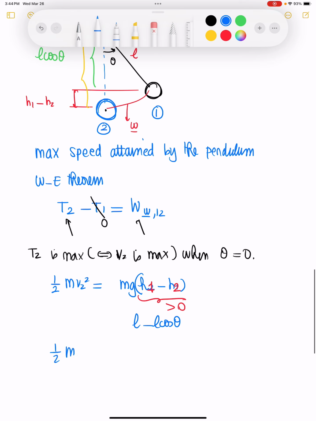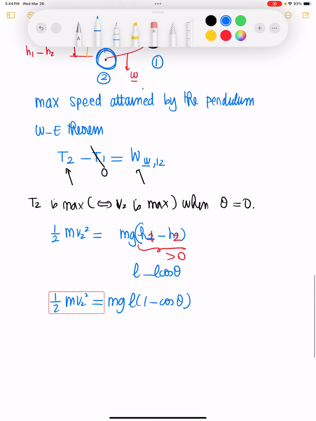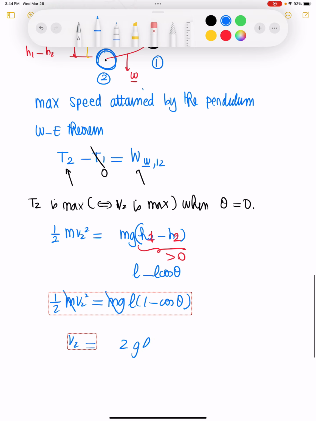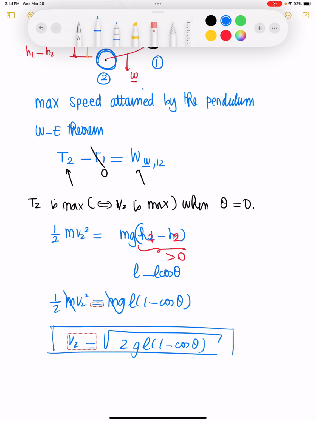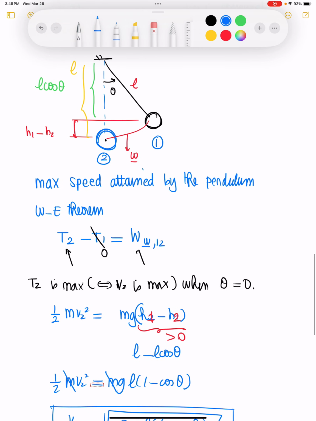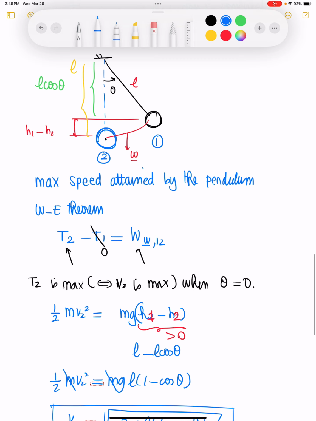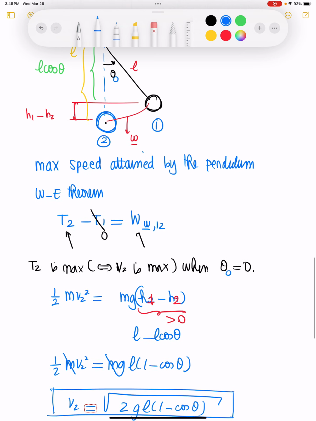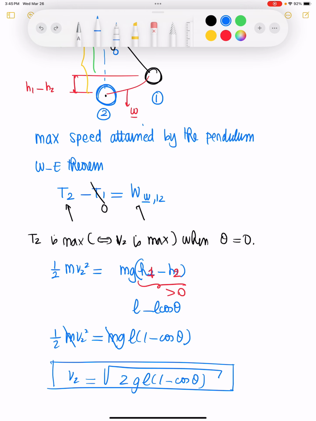So half m v2 squared is equal to mgL times (1 minus cosine theta), and the maximum velocity is going to be, mass cancels out, the square root of 2gL(1 minus cosine theta). That's the maximum velocity, or speed, actually speed. Velocity is a vector. This is the speed of the pendulum that is released from rest at its certain angle theta. Or I'll name it theta naught, and we'll leave theta to be variable. So theta naught, I meant theta naught here.